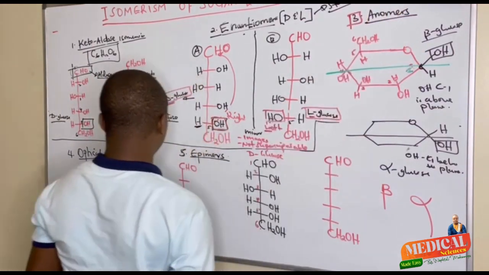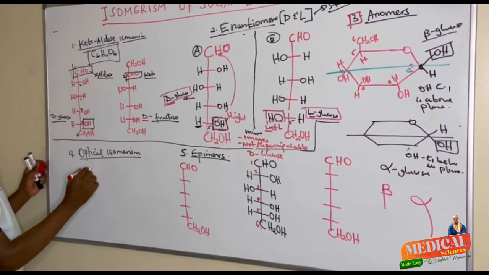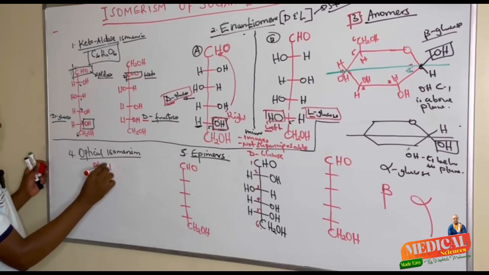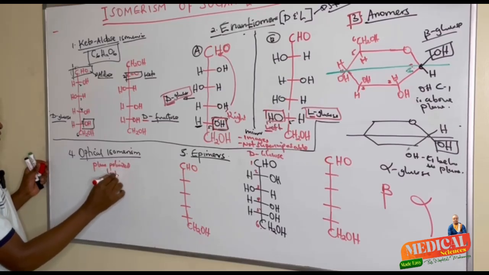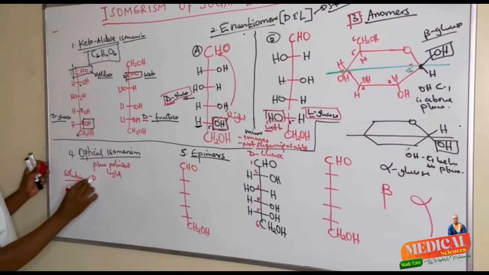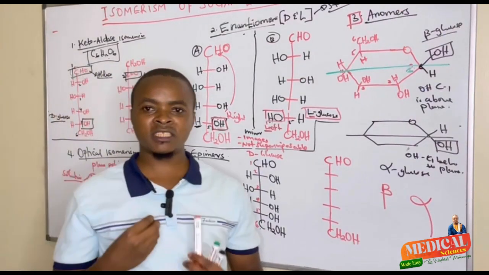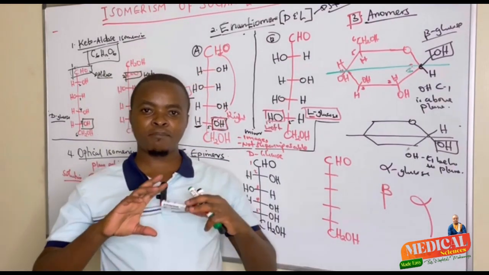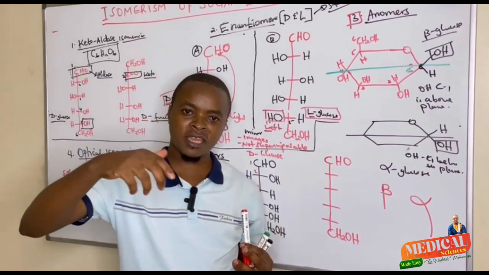Another thing we can talk about is number 4, which is optical isomerism, and this one applies in plane polarized light. So when I have a solution, and this solution maybe contains D-glucose and L-glucose, these have optical activity. What is optical activity? Optical activity of a substance is the ability of this substance to rotate either clockwise or anti-clockwise in plane polarized light.